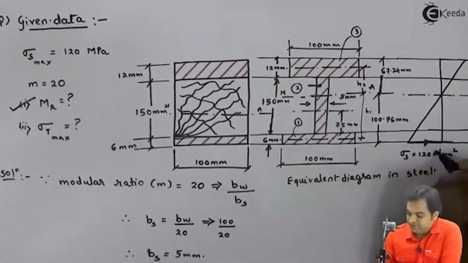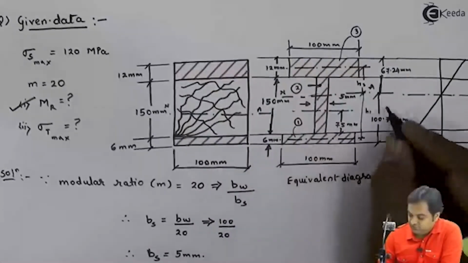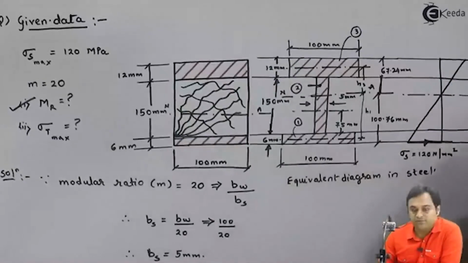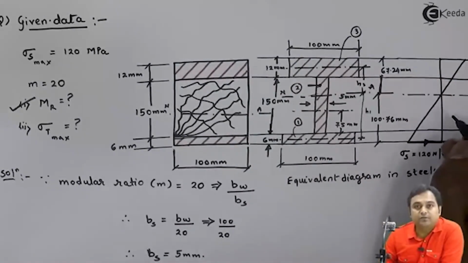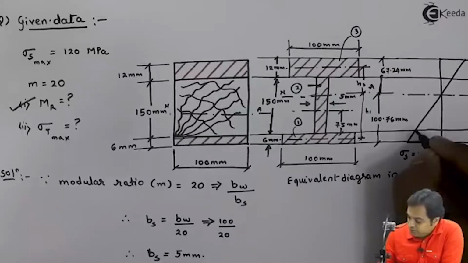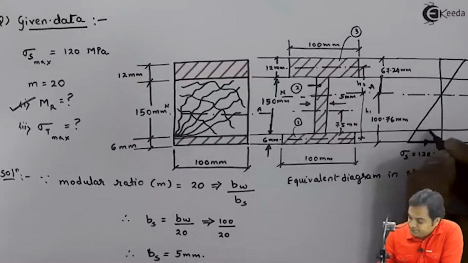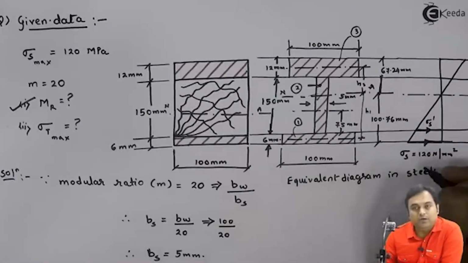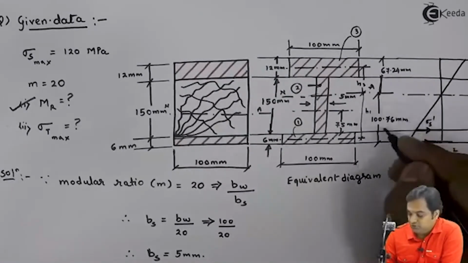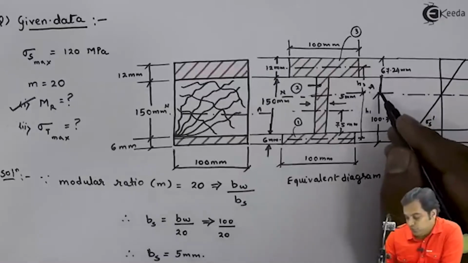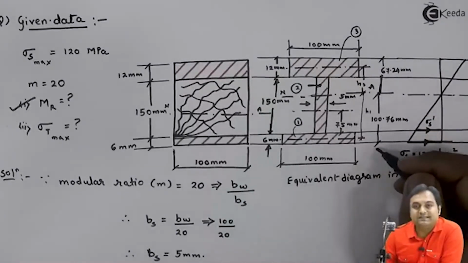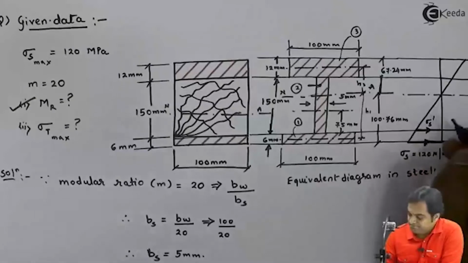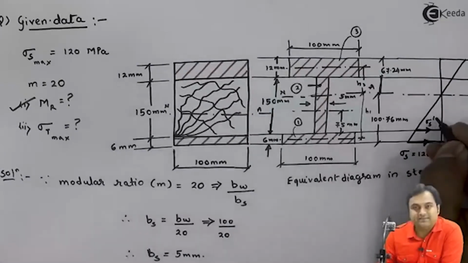First I have the value of stress in steel at the extremost layer, which is at 100.76 mm distance. Now I would be calculating the stress in steel at the location where it is meeting timber, and that I will call sigma S dash. This sigma S dash value will be less than 120 because it is closer to the neutral axis. So the more the layer is away from the neutral axis, the more stress it would have. So I need to calculate sigma S dash.